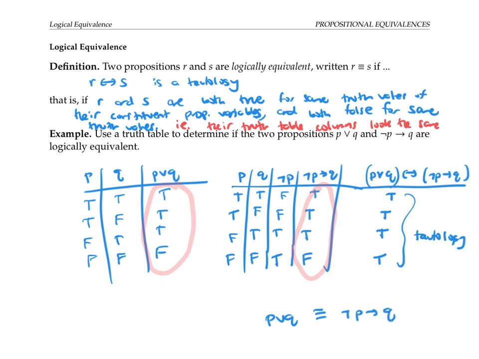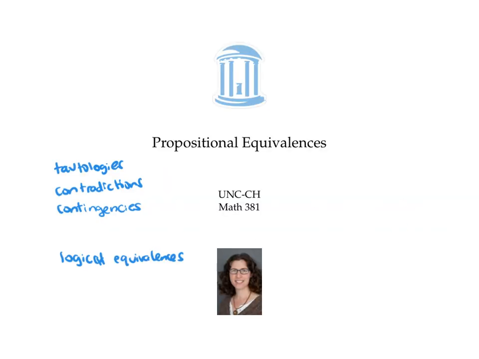In practice, I rarely go to this last step because this last step will be a tautology. It will be always true as long as these two columns have the exact same truth values in them. In this video, we use truth tables to determine when a proposition is always true, always false, or sometimes true and sometimes false. We also use truth tables to determine logical equivalences by checking if two columns of our truth table look exactly the same.